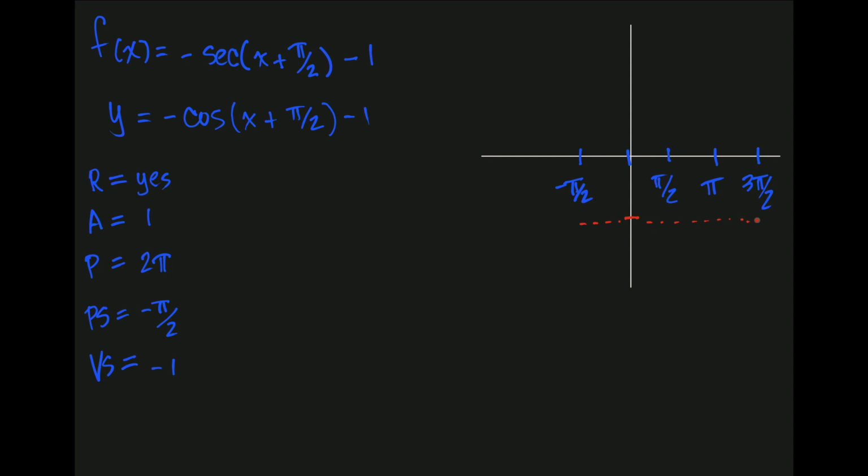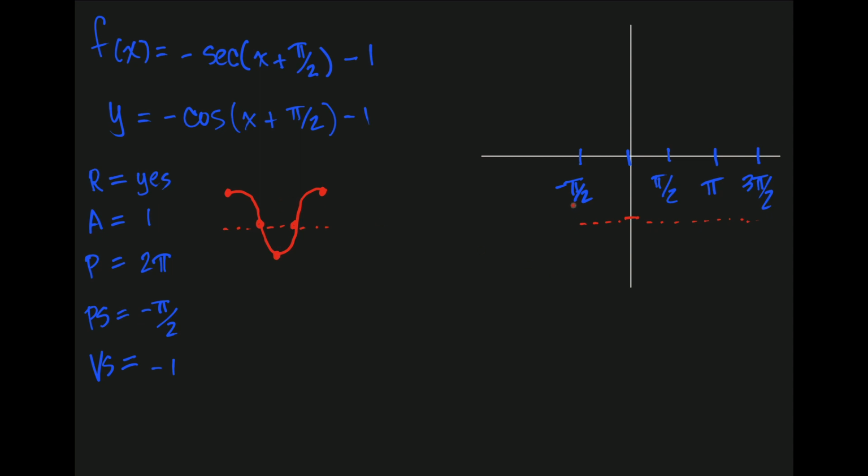Now we know that the basic shape of cosine looks like this. There's the basic shape, and there are 5 key points right there. And the center line goes right through those 2 key points. So that's what a basic cosine looks like. Now, this is a transformed cosine. We have a reflection, so that means that these key points here are going to bounce down, and this key point is going to bounce up.